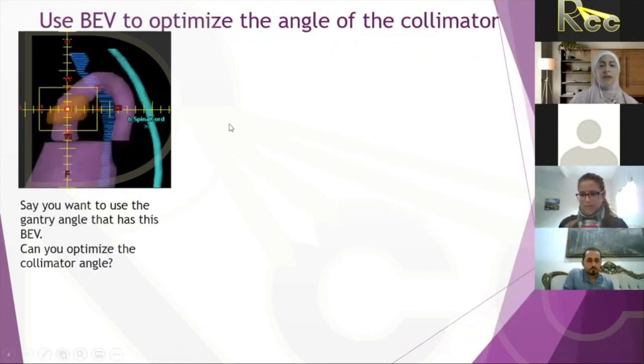Now, let's look at the angles. So we chose some of the angles based on the beam eye view. Now, what can I also do with the beam eye view? Let's say I really like this angle, okay? It's very far from the spinal cord. The spinal cord is about, let's say, 1, 2, 3, 4, like 7 centimeters away. So this is really good. No matter how the patient moves, I'm not hitting the cord. But at the edge of the beam, I am irradiating the esophagus.